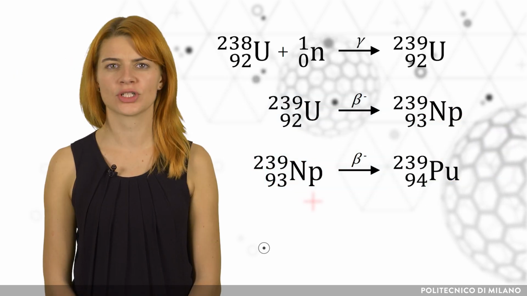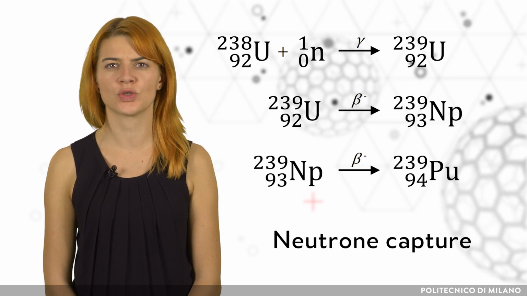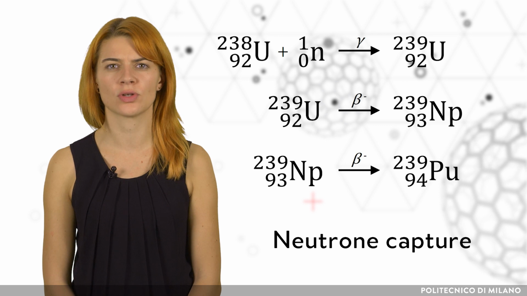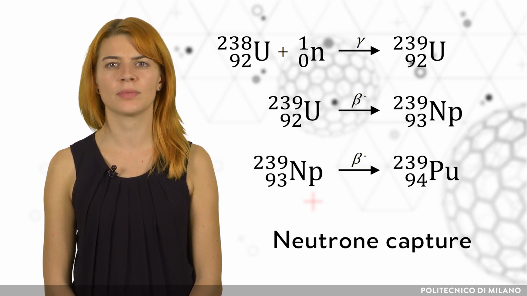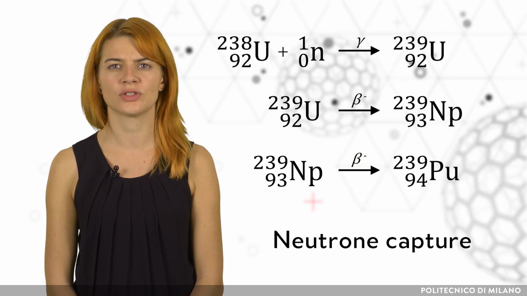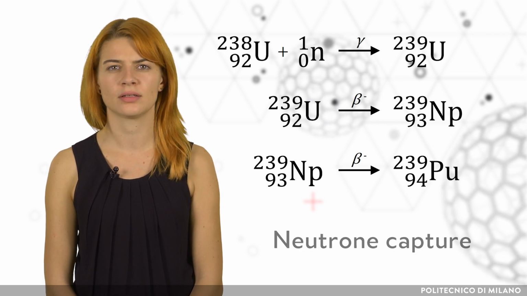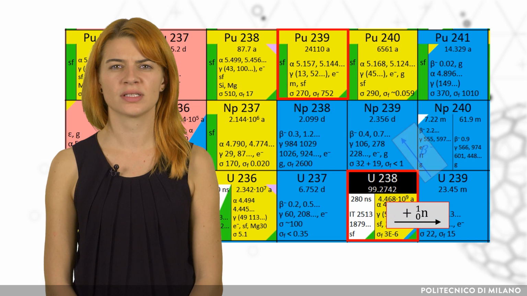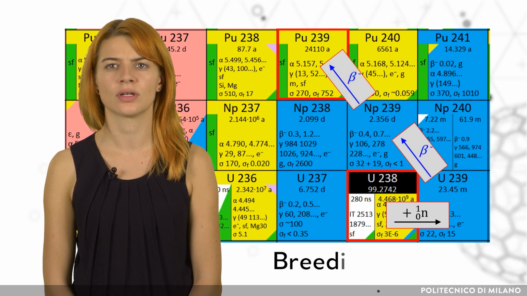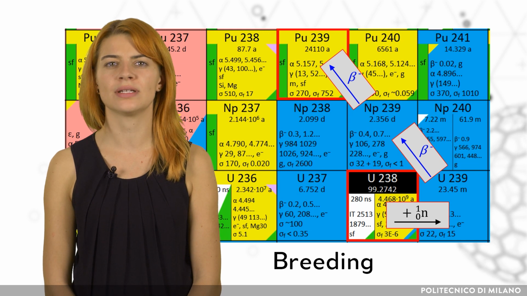Other nuclear reactions contribute to the energy production too. For example, when a uranium-238 nucleus absorbs a thermal neutron, an (n,γ) reaction takes place and uranium-238 is converted into uranium-239. Due to two subsequent β decays, the fissile plutonium-239 is produced. This phenomenon is called breeding.